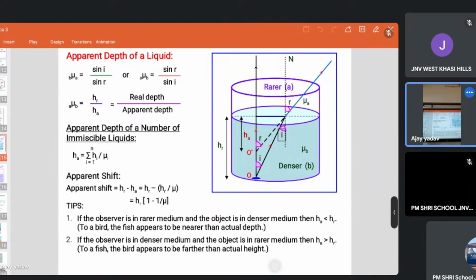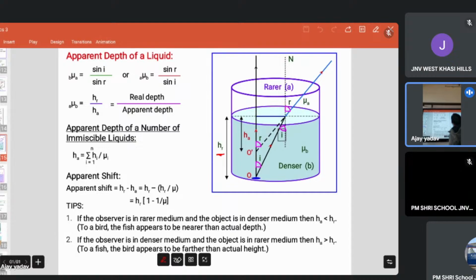Morning everyone. Let me start today's topic, that is apparent depth of a liquid. Apparent depth of a liquid in a water tank. So consider this is our water tank and water is filled up to a height HR. What is HR? HR is the real height, or we can say the real depth of the water in the tank.